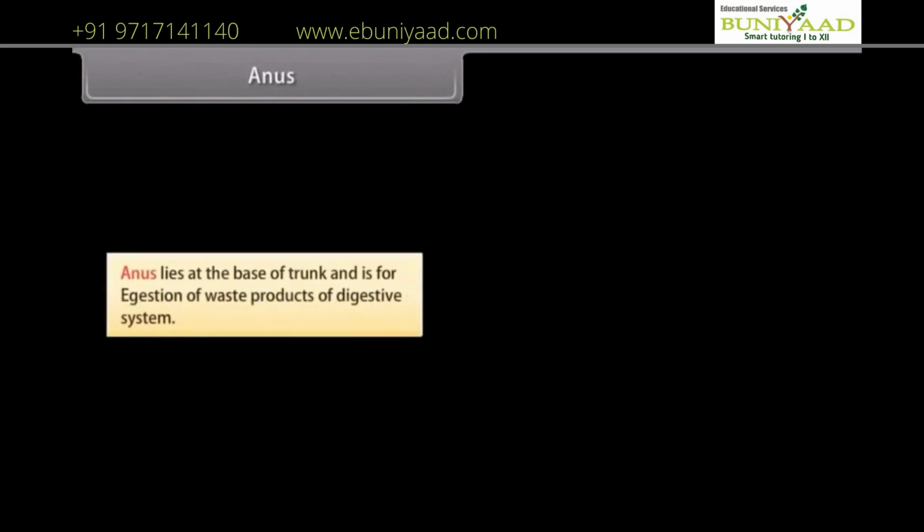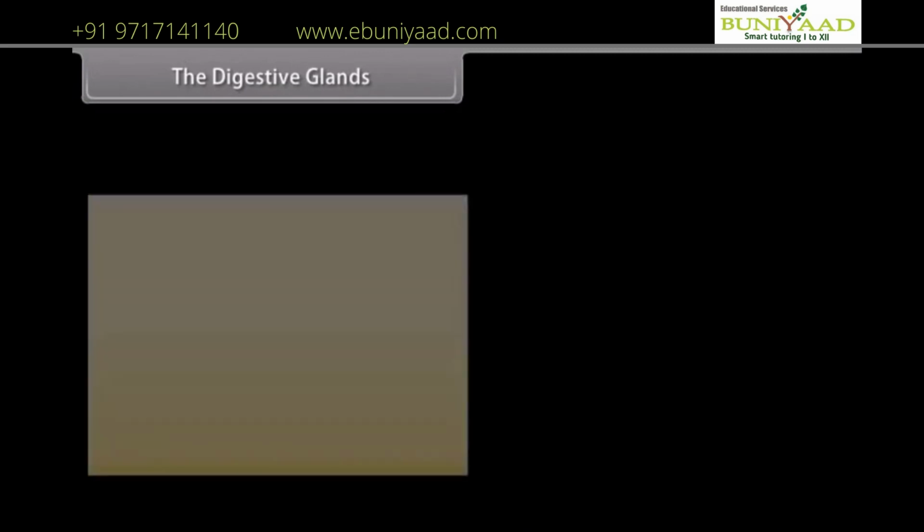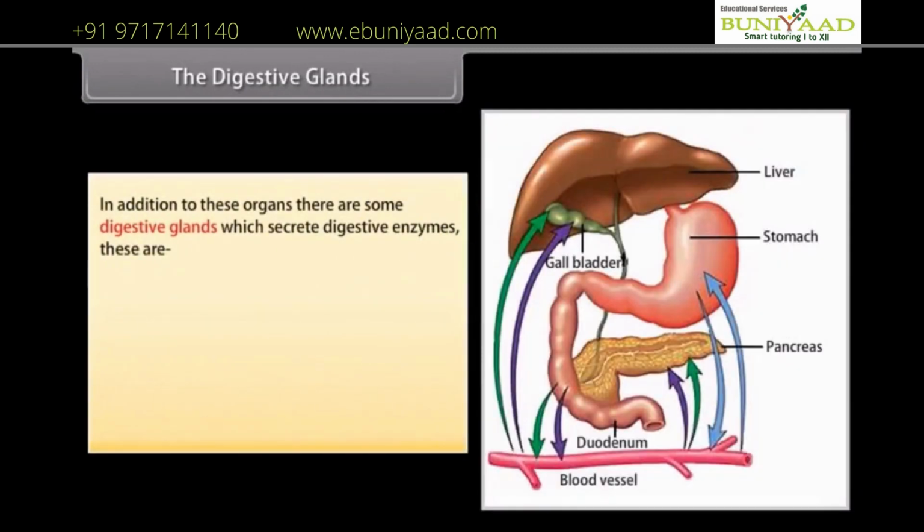Anus. Anus lies at the base of trunk and is for egestion of waste products of digestive system. The digestive glands. In addition to these organs, there are some digestive glands which secrete digestive enzymes. These are salivary glands, gastric glands, liver, pancreas, intestinal glands.